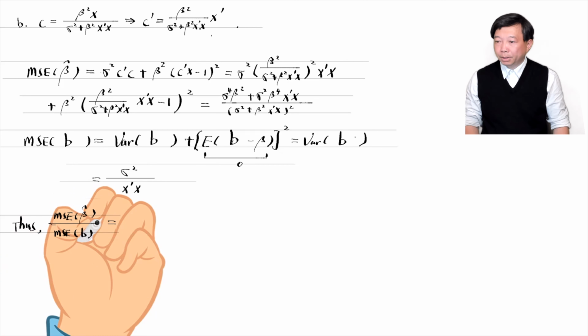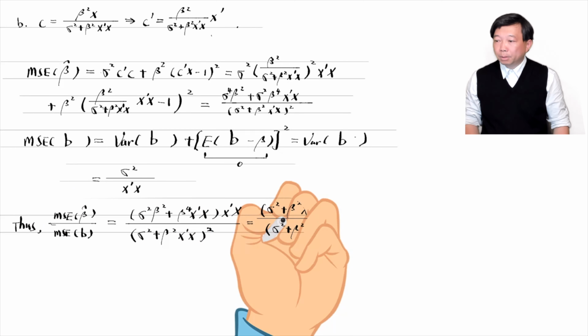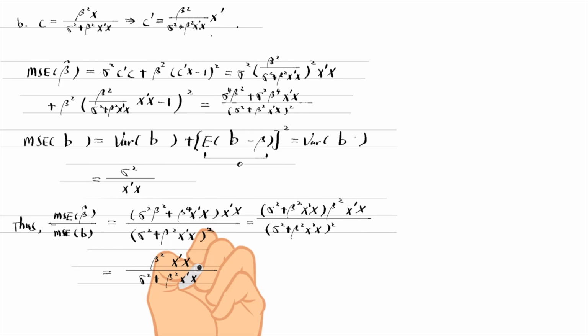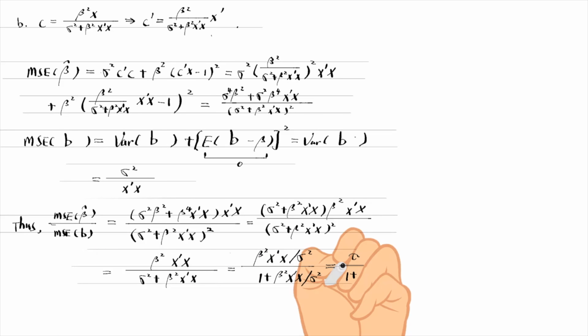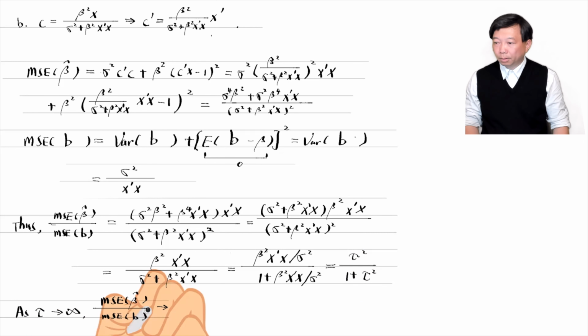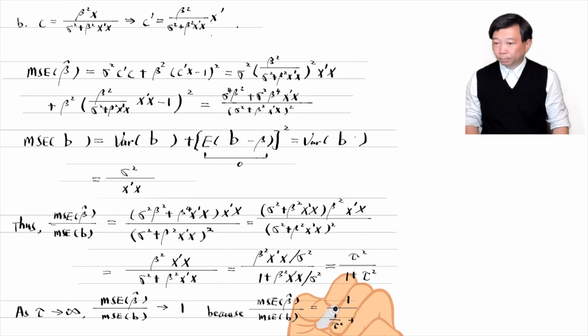Finally, we compute the ratio of the two mean square errors. As tau approaches infinity, the ratio approaches 1.